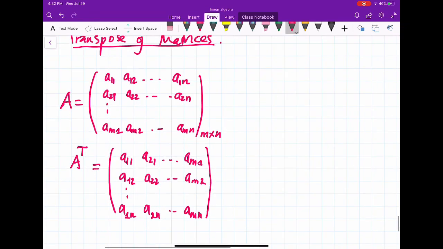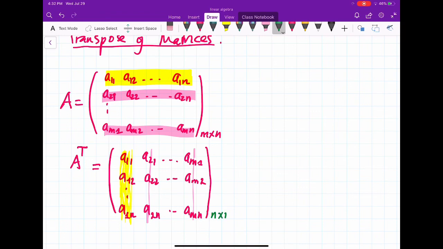So what does it mean? That means you just rewrite this row as the first column. You see? So you just change the row to a column, right? And then you rewrite this row as the second column, and then this row as the last column. So basically, rows in A will be columns in A transpose, okay? That is the meaning of the transpose matrix. Agree? So in this situation, the transpose is of the size n by m if A is of the size m by n.